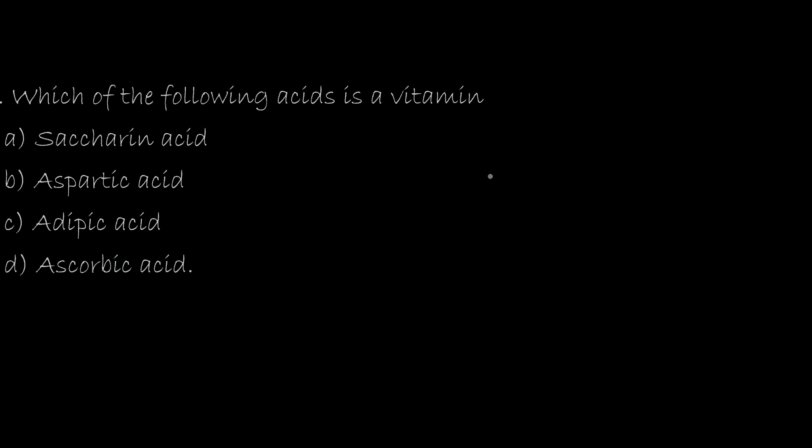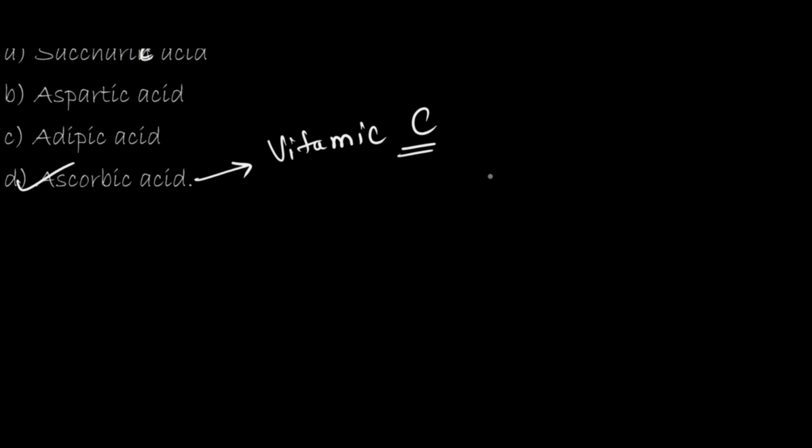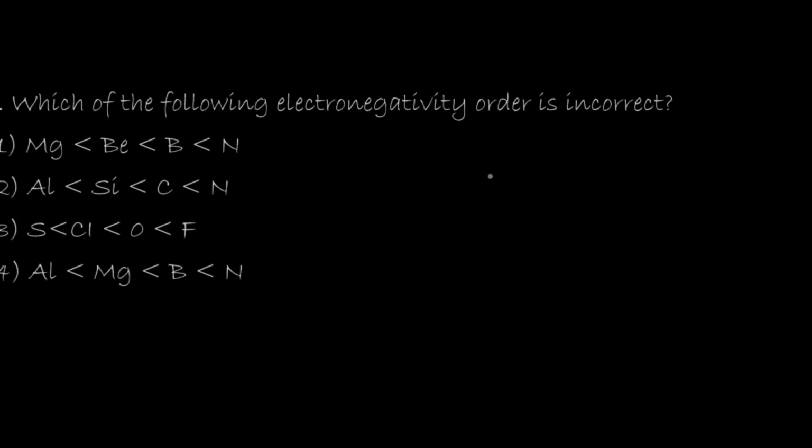And which of the following acids is a vitamin? Saccharic acid, aspartic acid, adipic acid and ascorbic acid. So ascorbic acid is commonly known as vitamin C. So that is the right answer to this question. Other acids are not vitamins. They are either synthetic sweeteners like saccharic acid and aspartic acid, or a common organic acid, that is adipic acid.